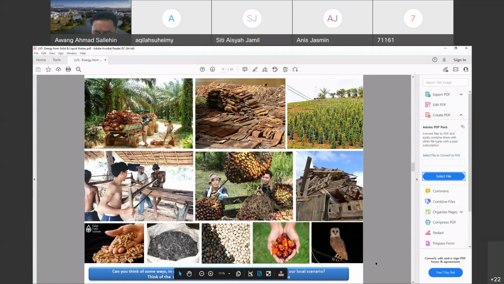So you can think of some ways whereby we can have this for our local scenario. How we are able to use the processes, be it the direct combustion, co-firing, gasification, as well as cogeneration. All these are already, some of it is already being implemented in our plants as well.